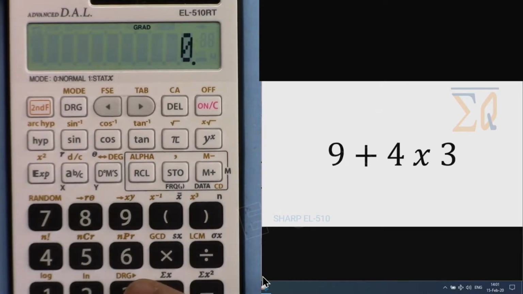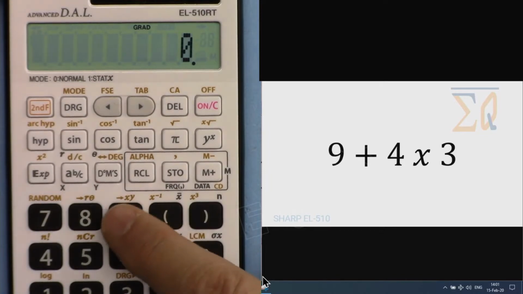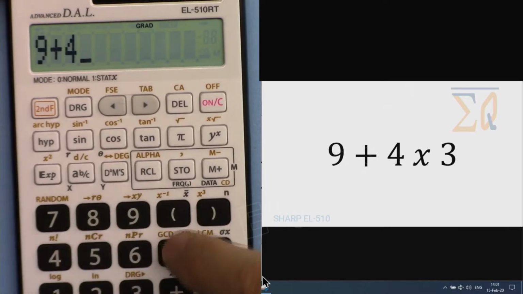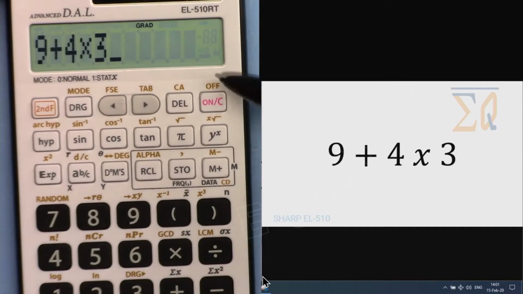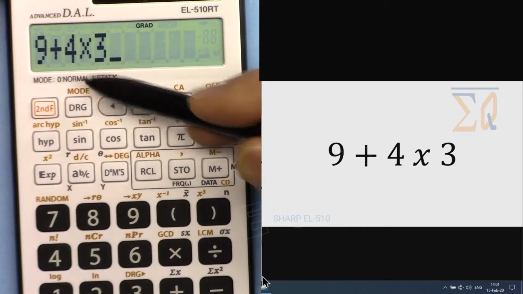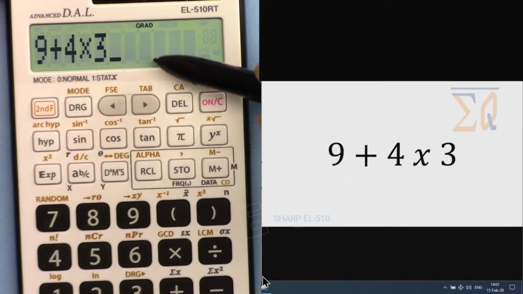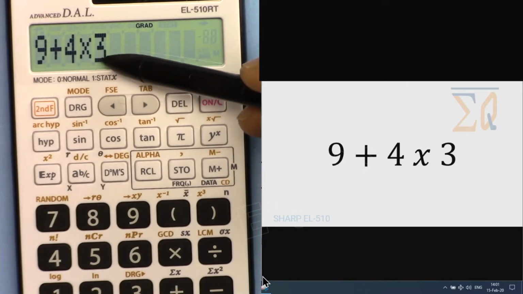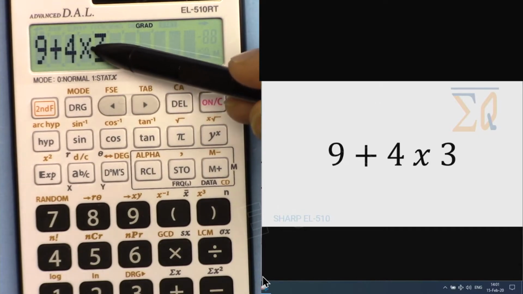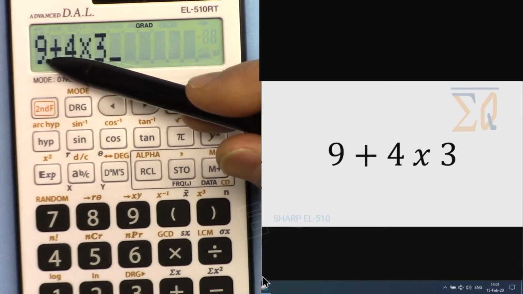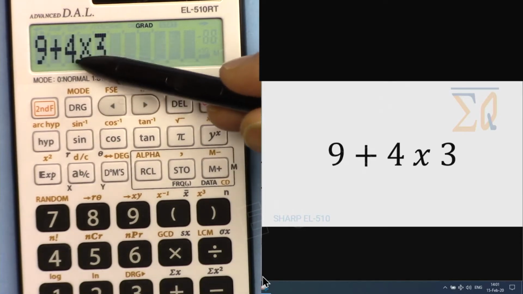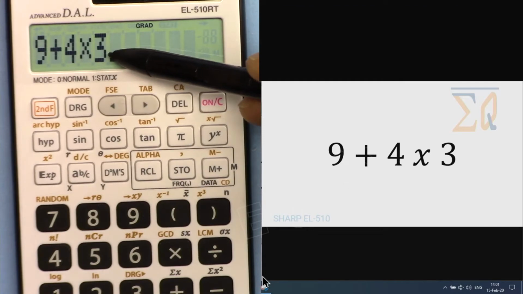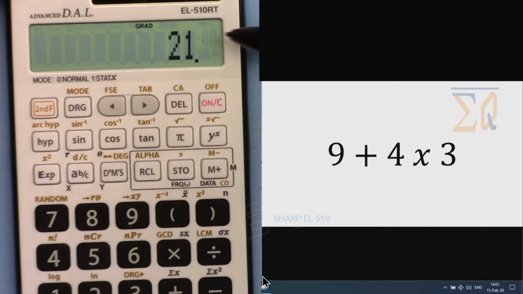Now let's see how we can enter, for example, 9 plus 4 times 3. In previous calculators you needed to put a parenthesis, but in this one you just enter it the way it is, and the order of operation is such that 4 multiplied by 3 goes first, multiplication and division first, and then addition and subtraction last. So 4 times 3 is 12, 12 plus 9 is 21.